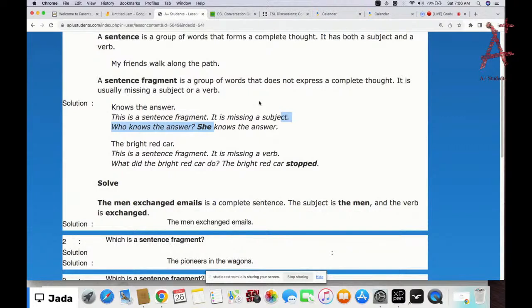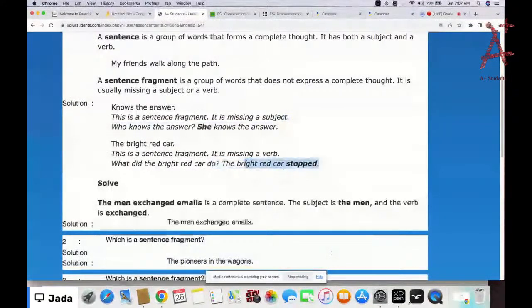All right. So next one is "The bright red car." Now this is also a sentence fragment because you just said the bright red car. So what happened to the bright red car? We don't know. So it's a sentence fragment. It is missing a verb. So what did the bright red car do? We have no idea.